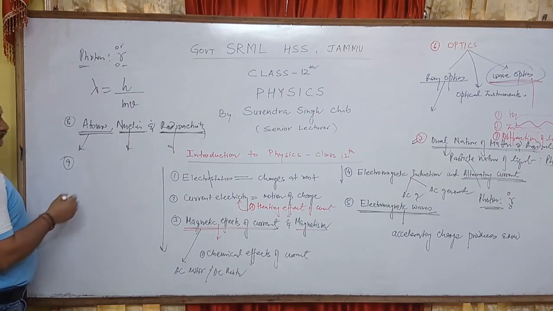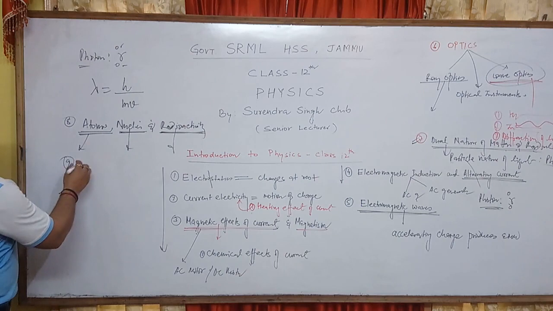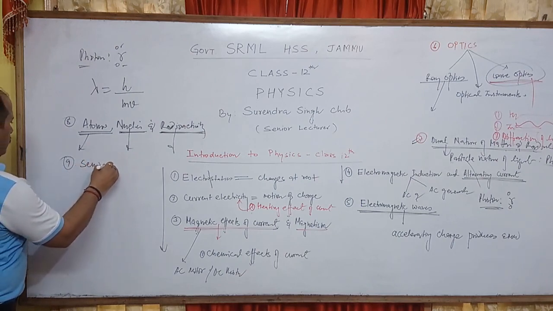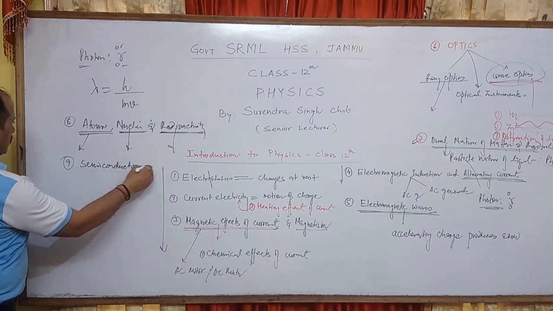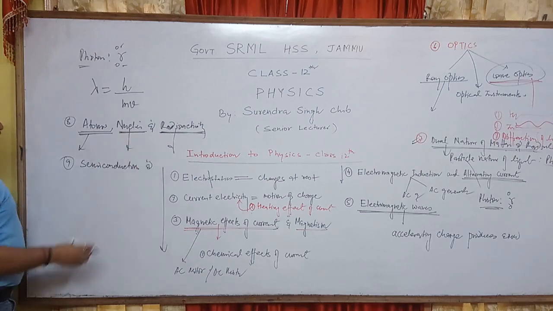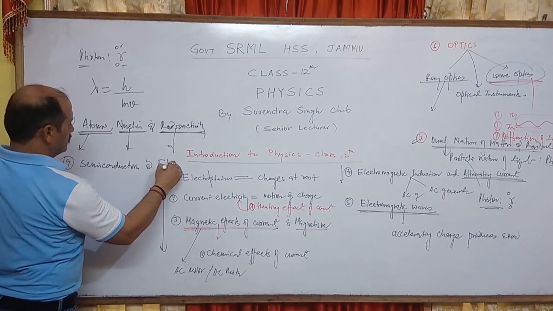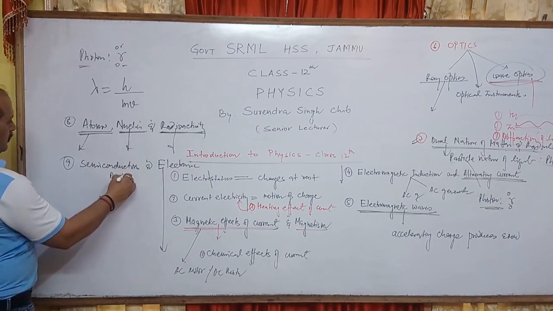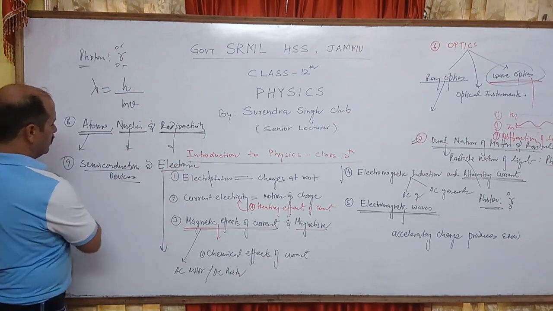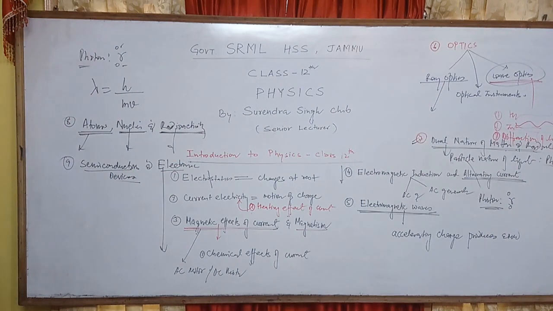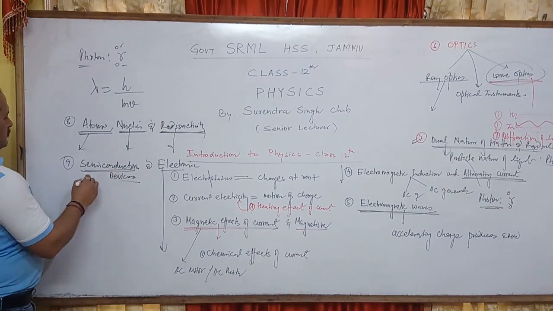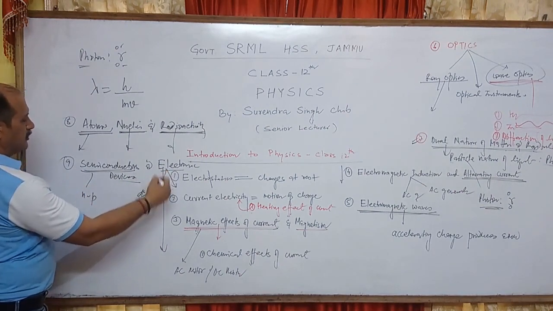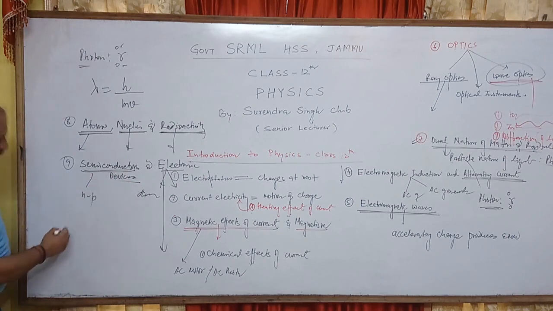Ninth one is semiconductors and electronic devices. Semiconductors, there are two types, N and P. Then electronic devices, we have diodes, transistors, rectifiers, etc.